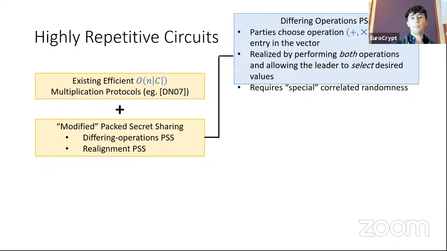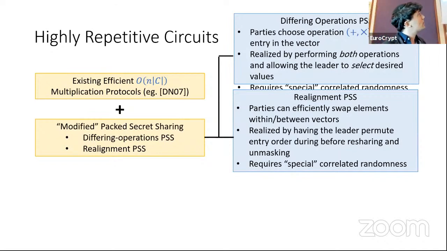So the idea of differing operation packed secret sharing is that you're able to use different operations as you either multiply or add these two vectors together. So in the first element, you might add, and in the second element, you might multiply, and so on and so forth. In practice, we realize this by actually performing both operations. And then because the leader is able to see all of the reconstructed values, they're able to select the particular values that they want and then share that back out. In order to make this work out, we do need some special correlated randomness in order to get the masking to work properly.